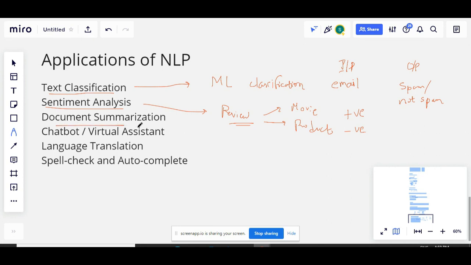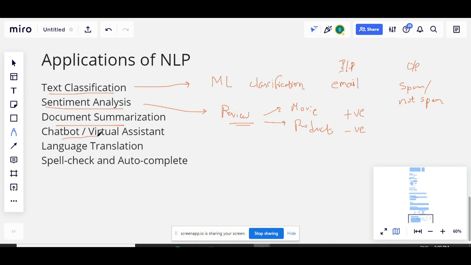Document summarization. Given a very large document, we summarize it into a small document. For example, people don't want to waste their time reading long news articles. They want a summarized version of that article so that they can spare 5 minutes and update themselves regarding whatever is going on in the world. That could be an example of document summarization.